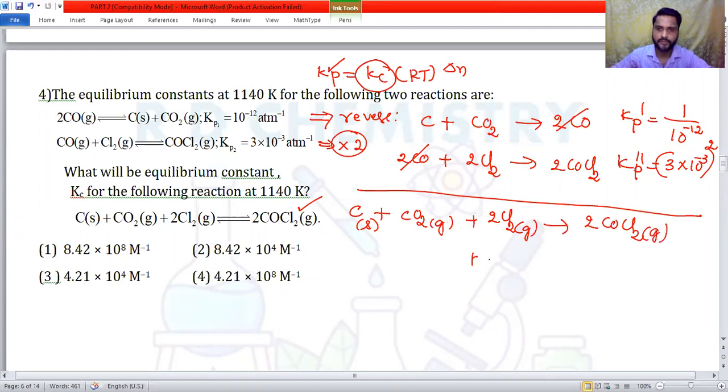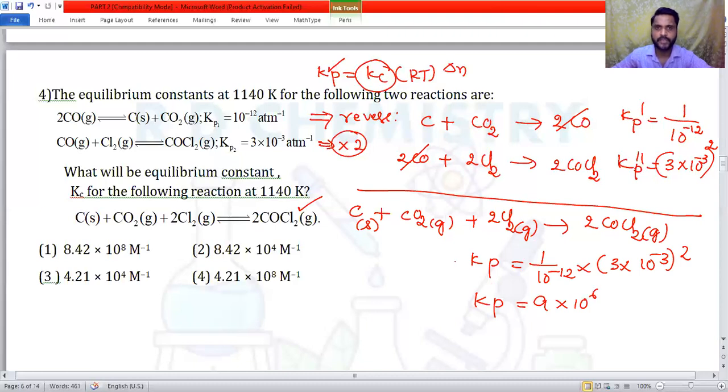Now what is the Kp for this reaction? When you get the third equation, multiply the previous two Kp values. So when you multiply the two Kp values, 1 divided by 10 to the power minus 12 into (3 into 10 to the power minus 3) squared, this Kp is equal to 9 into 10 to the power 6.